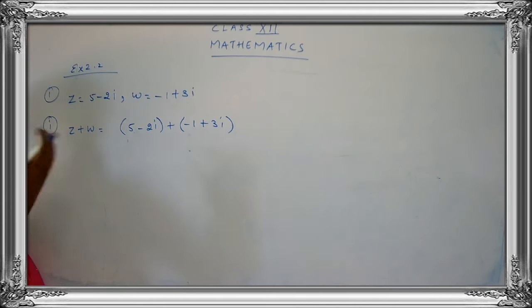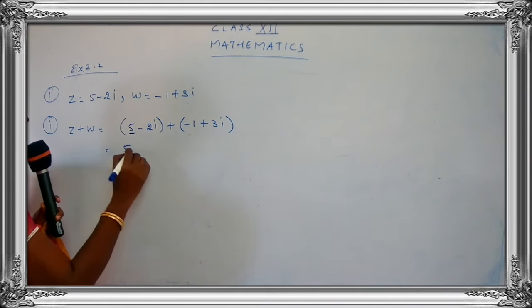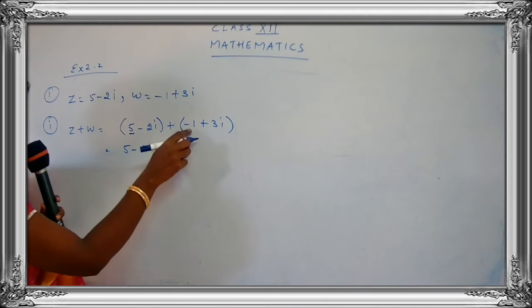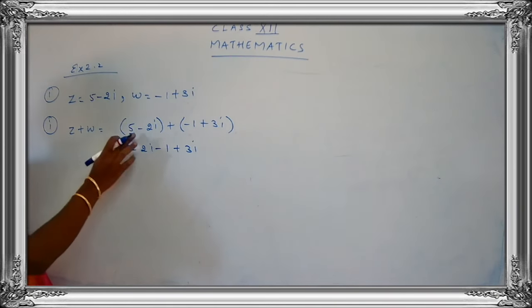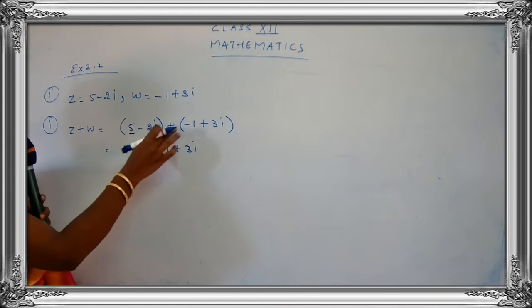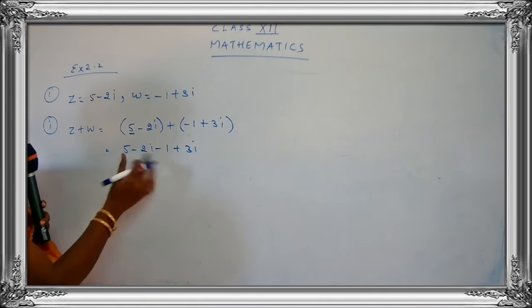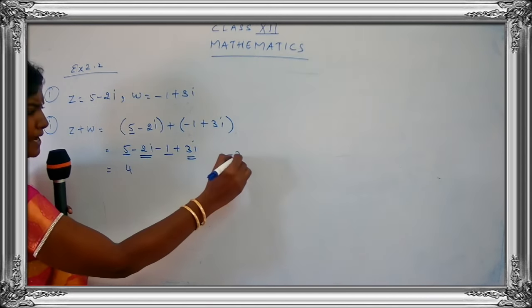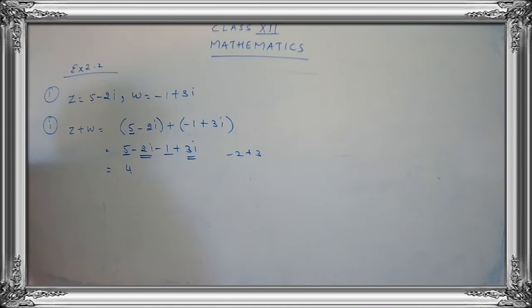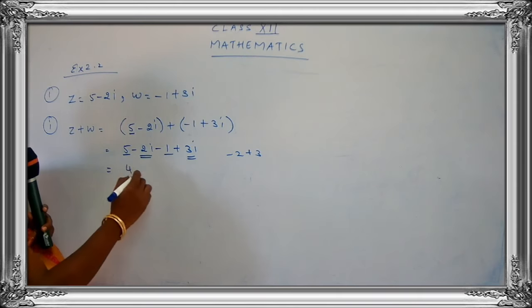So try to bring the real numbers together. I'll open the bracket first. 5 minus 2i plus minus 1 plus 3i. 5 minus 2i, plus minus is minus 1, plus plus is plus 3i. 5 minus 1 is 4, minus 2i plus 3i. What is minus 2 plus 3? Minus plus plus, so 3 minus 2 is 1. Sign of the bigger number. Which number is bigger, 3 or 2? Yes, 3 is bigger, so you have to put a plus sign.